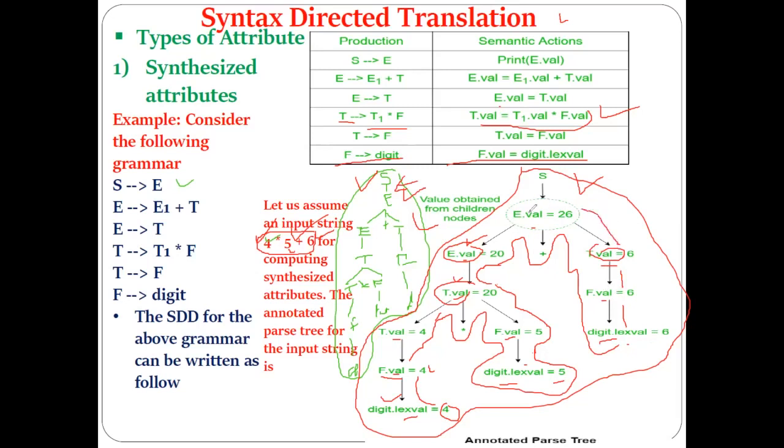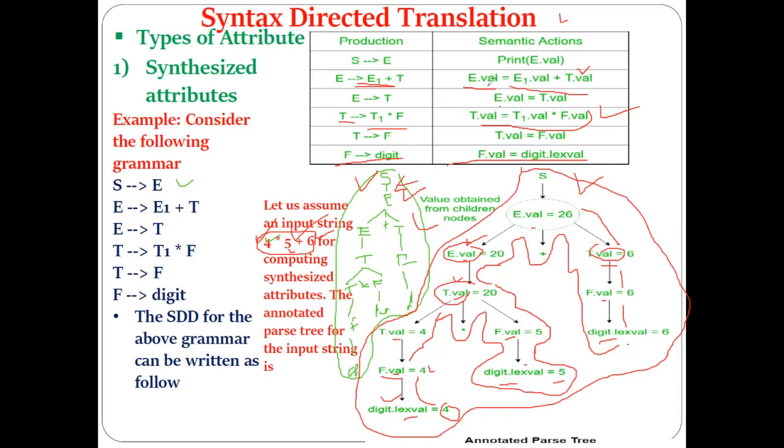Now, this e dot value is a parent node. Its children nodes are e dot value plus t dot value. So this production will be applied, and this semantic rule will be applied. So e1 dot val plus t dot val can be reduced to e dot val. As last time I told you the one trick, whenever there is a reduction, go to the production. Now here is a reduction, e1 dot val plus t dot val can be reduced to e. So there is a reduction, so go to the production and apply the particular semantic rule or the action.